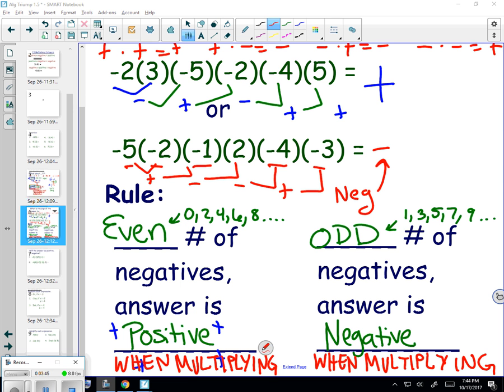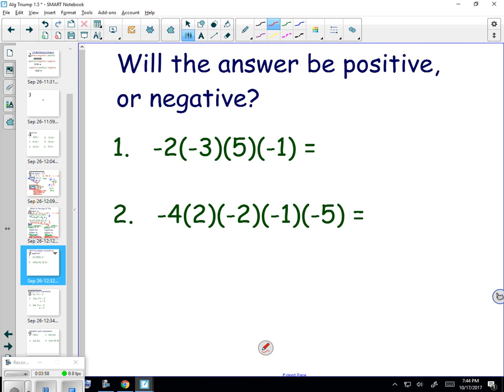Remember, addition and subtraction, you have to look at how long your arrow is. Does any of your zero pairs cancel out? And which arrow do you have the longest left? Multiplying, we get to count. So let's test some of this.